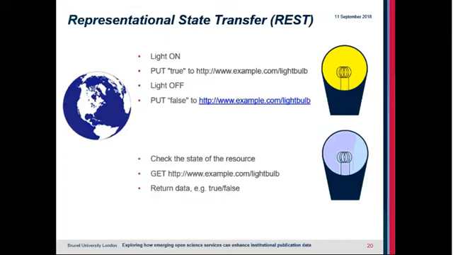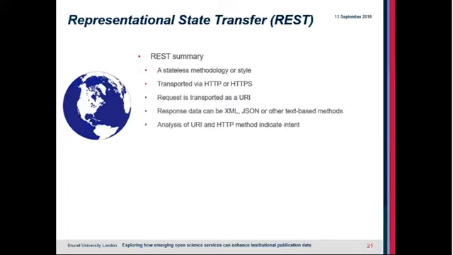So we could think of an on-off instruction as being a simple Boolean value, true or false, and we could use an HTTP PUT method to send requests to that light. To turn the light on, for example, we could use PUT true to the resource. To turn the light off, we could use PUT false to that resource. And then to determine whether the light is on or off, we could use a standard HTTP GET method, GET resource, which returns the data regarding its state, for example, whether it's true or false.